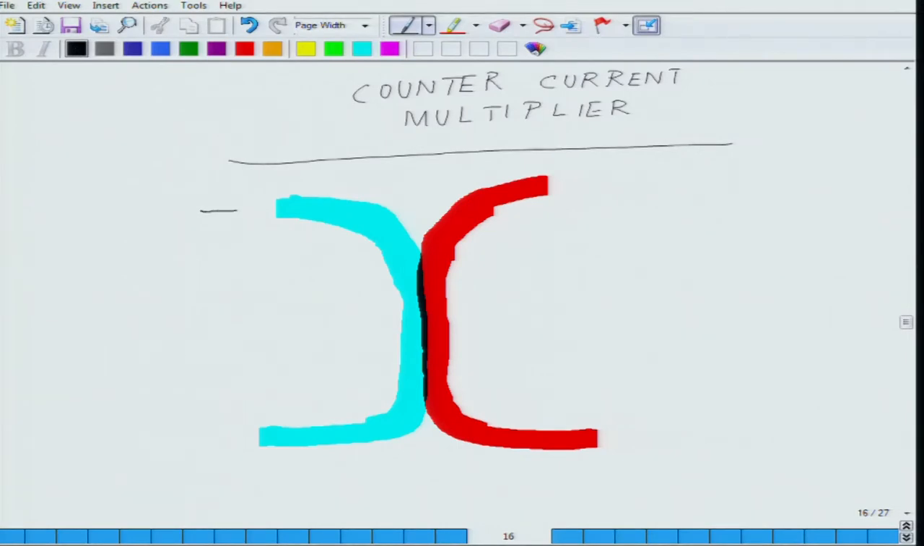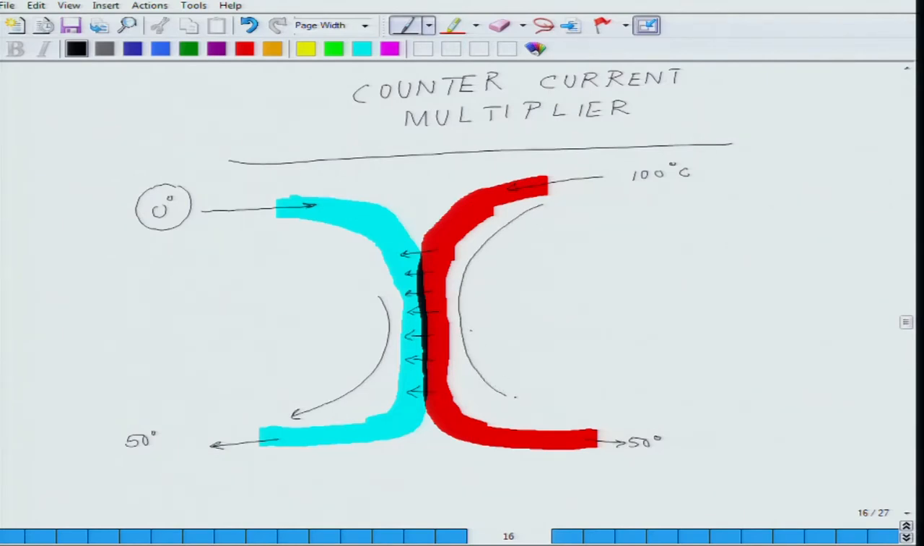So from here a fluid is moving or water is moving at 0 degree centigrade, and from here water is moving at 100 degree centigrade. By the time, automatically the one which is moving at 100 degree centigrade will dissipate its heat to this side, if there is a possibility of conduction if they are not very well insulated. So essentially what will happen, the water which will come out of it is 50 degree here, 50 degree here. In other words, the water which has moved at 0 degree has gained heat out here, and the water which has moved at 100 degree has dissipated heat out here and reduced its temperature.